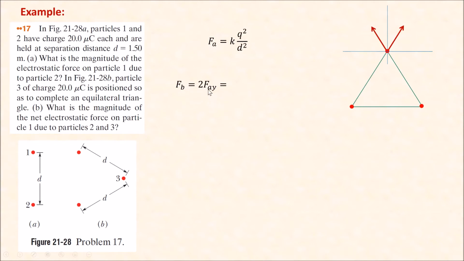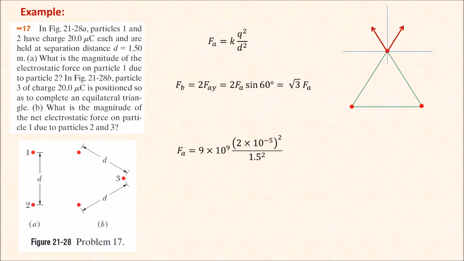All right, but what is Fay, the y component of Fa? That would be Fa magnitude times sine of 60 degrees, this angle. Sine of 60 is square root of 3 over 2. So the 2 cancels, you get square root of 3 times Fa. In other words, the force in part B is square root of 3 times the force in part A.